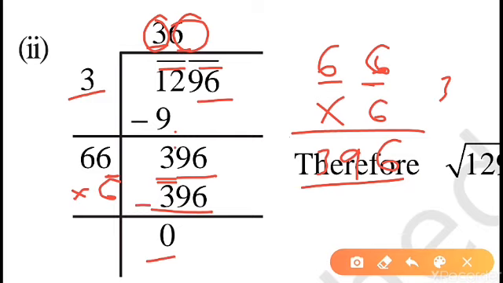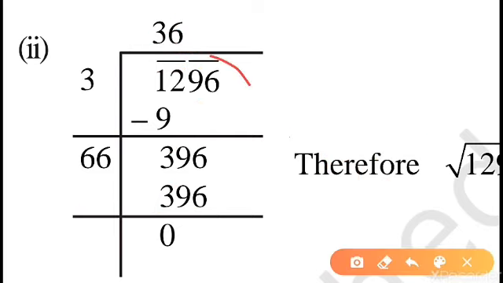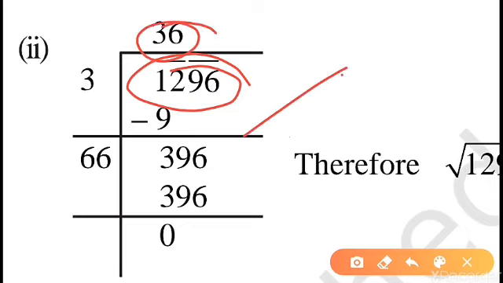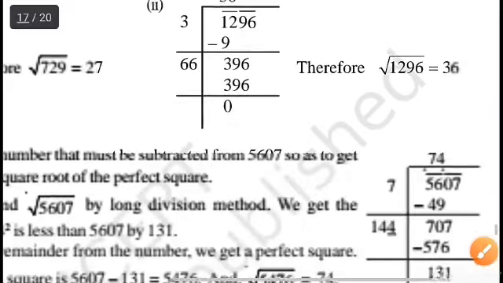On subtracting, we got answer 0. So we will say that the square root of 1296 is 36. So this is how we find the square root of a number.